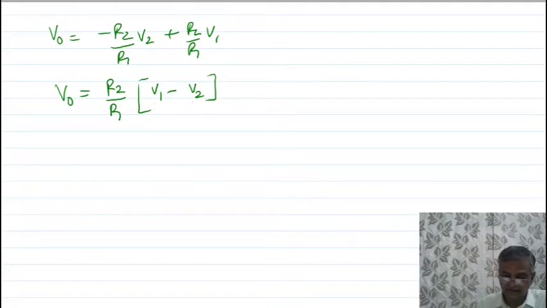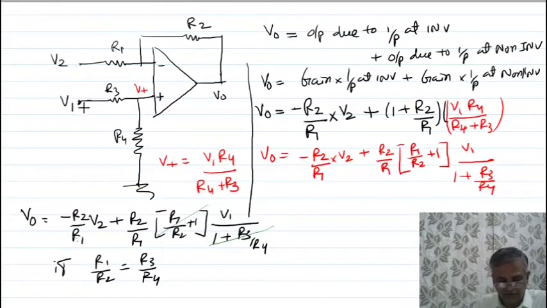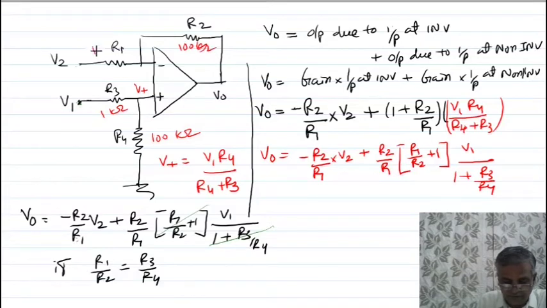Now look here, in a circuit, the input impedance seen by this voltage V1 is nothing but R3 plus R4. Just to explain you, I am writing here. This is 100 kilo ohm, this is 1 kilo ohm, this is 100 kilo ohm, this is your 1 kilo ohm. Then input impedance seen by the V1 is 101 kilo ohm, and input impedance seen by V2 is only 1 kilo ohm.